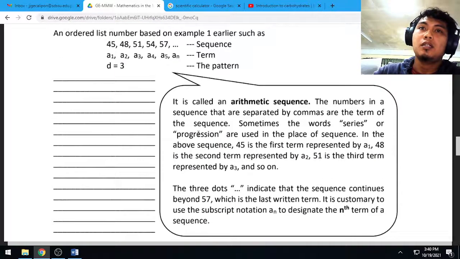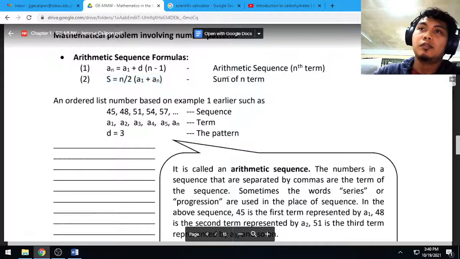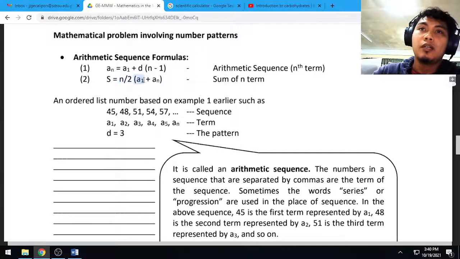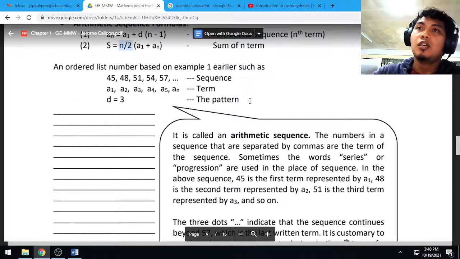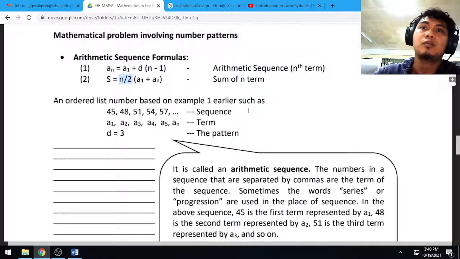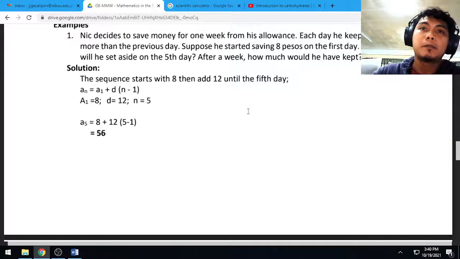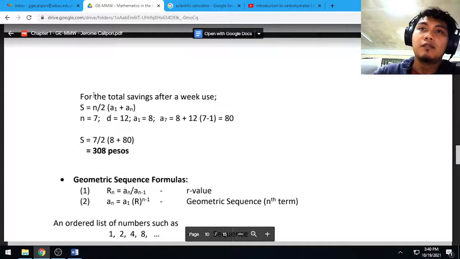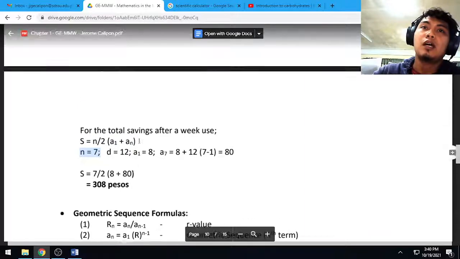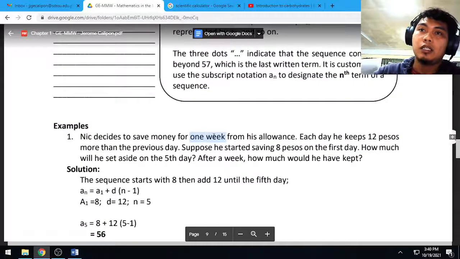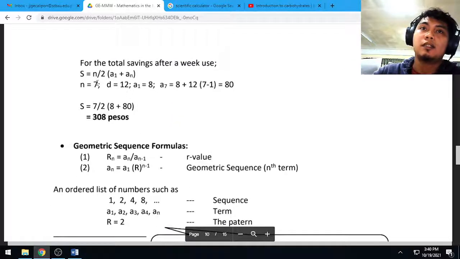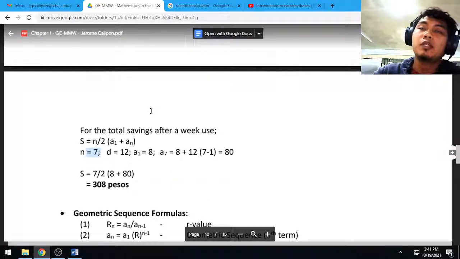Ilan lahat? So, ito yung formula. S is the sum, sum of the n term. Pareho lang naman ang variable niya. Meron tayong n, meron A1, AN. Itong n is just the n term. Now, for the total savings after a week, ito yung formula. So, ilang araw sa isang linggo? 7. Huwag kayong malito pag sinabing 1 week.